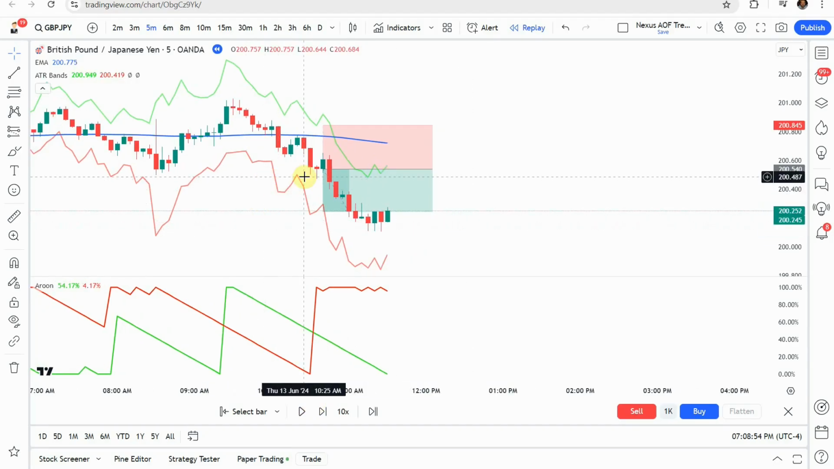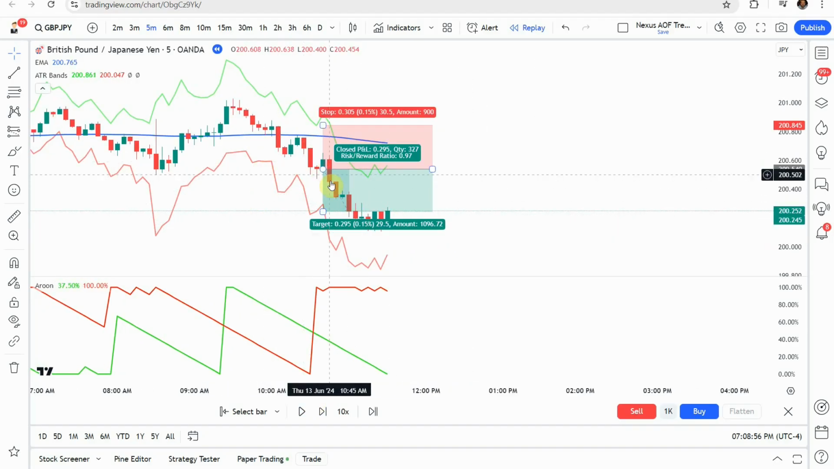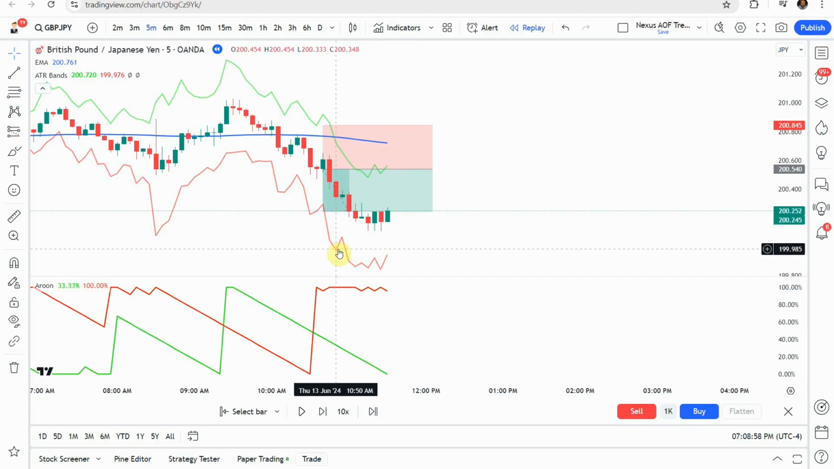And you can see with just a little bit of time there, we make a nice push to the downside, getting us to our take profit.